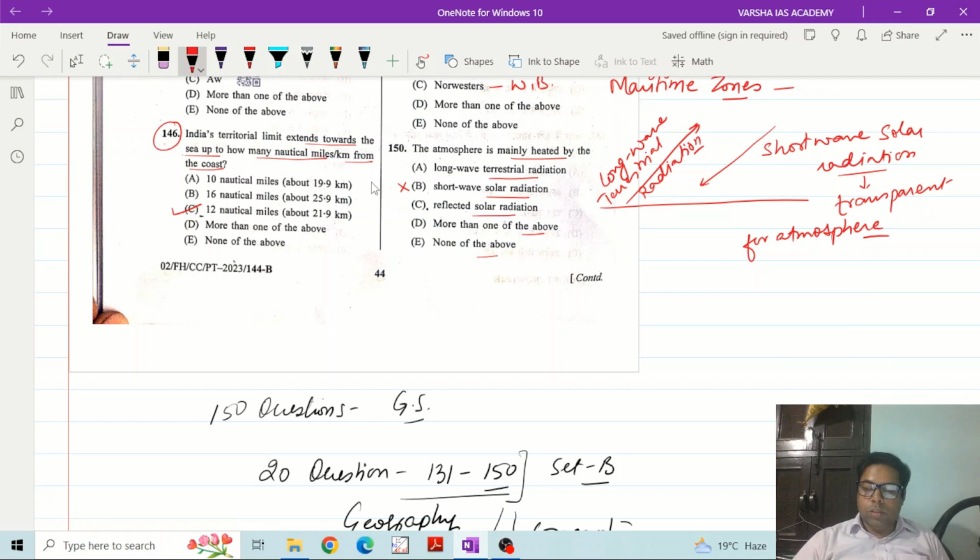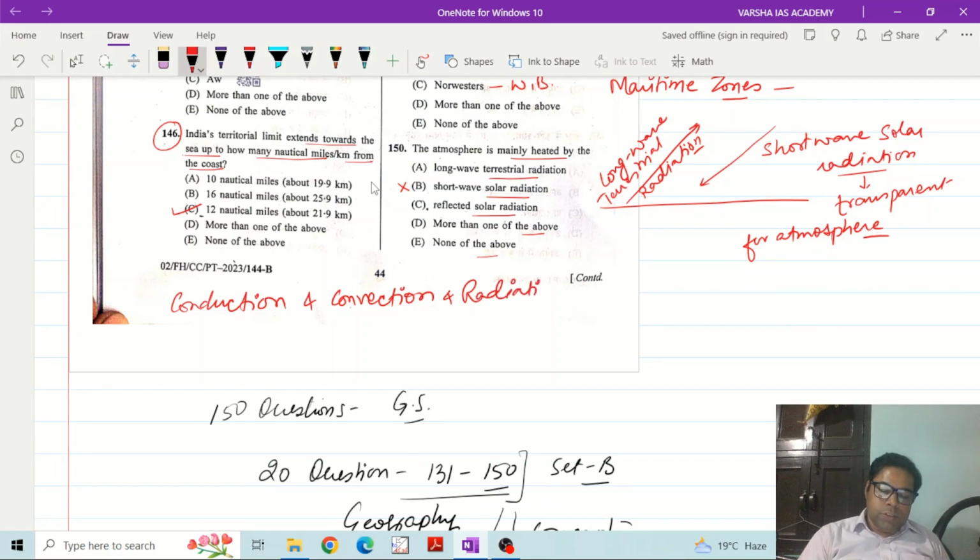There are other processes also responsible for heating the atmosphere: conduction and convection, and one more factor, radiation from the surface of the earth. These factors are responsible for heating the atmosphere. So the answer is that long wave terrestrial radiation is responsible for heating the atmosphere. So the answer is A. These are the 20 questions that were asked.